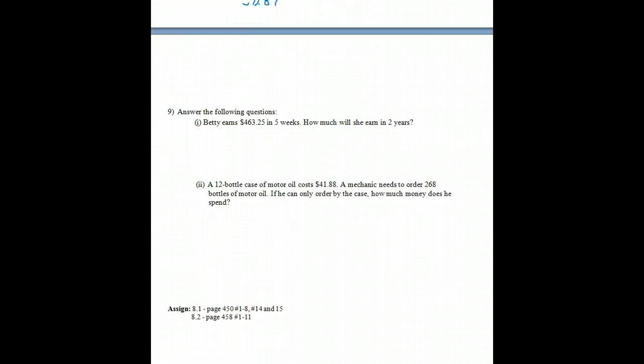And for the last question, Betty earns $463.25 in 5 weeks. How much will she earn in 2 years? Well, it's $463.25 in 5 weeks. So making a comparison between weeks and years. So why don't we change this down to now to a cost or earnings per week. So we divide this out. She would make $92.65 in 1 week.